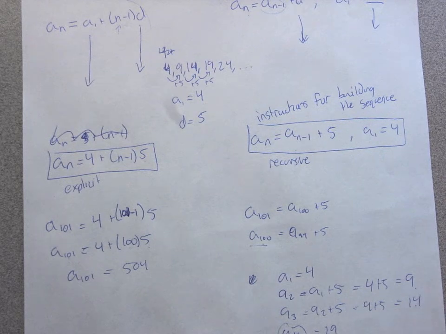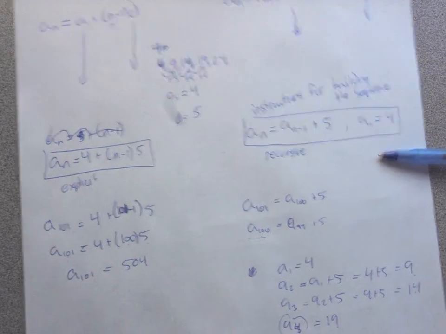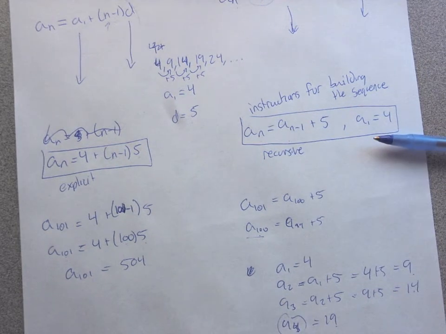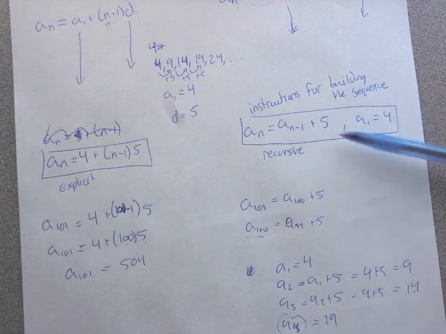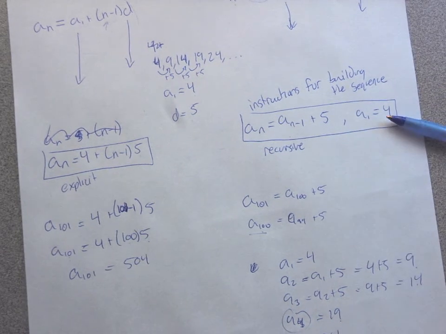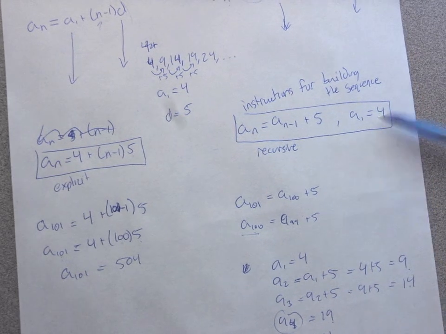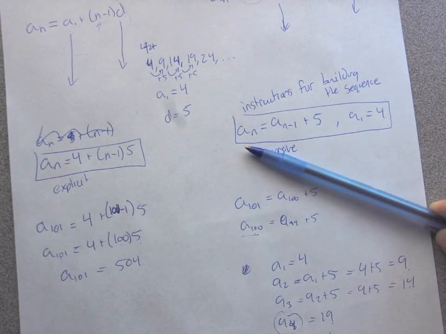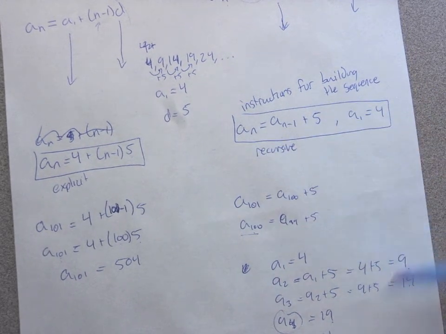If you're doing computer programming, for example, or you're trying to give instructions to a machine, recursive formulas are used quite a bit, because this is how a machine would sequence something. You can also tell another mathematician: this is how you build this sequence. Start with a1 equal to 4, and to get every next term, take the previous term and add 5 to it.